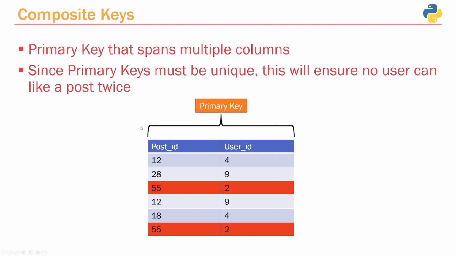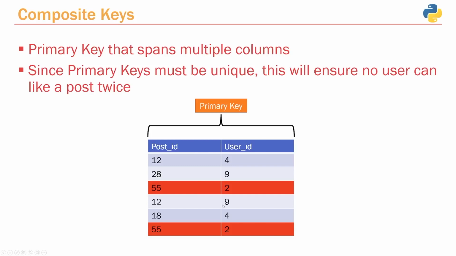When you have a composite primary key, it does not care if there are duplicates in one column, and it does not care if there are duplicates in the other column. All it cares about is whether both of the columns are the same in two different rows. So once again, for a post with ID 12, we have a user 4 who likes it, as well as a user 9 who likes it. With the composite primary key, it sees that as two different entries, because it needs both of them to be the same to be considered a duplicate.